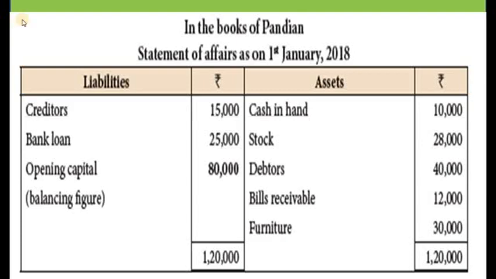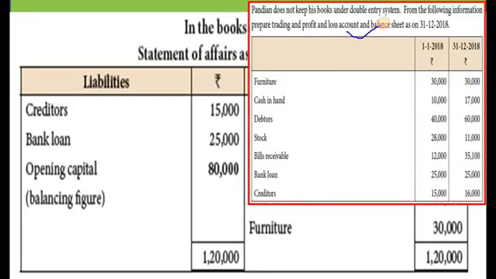Here we have prepared the statement of affairs as on 1st January 2018. Here we have a problem snapshot. Creditors opening balance is 15,000 and the bank loan amount is 25,000. Both bank loan and creditors will appear on the liability side of the statement of affairs.